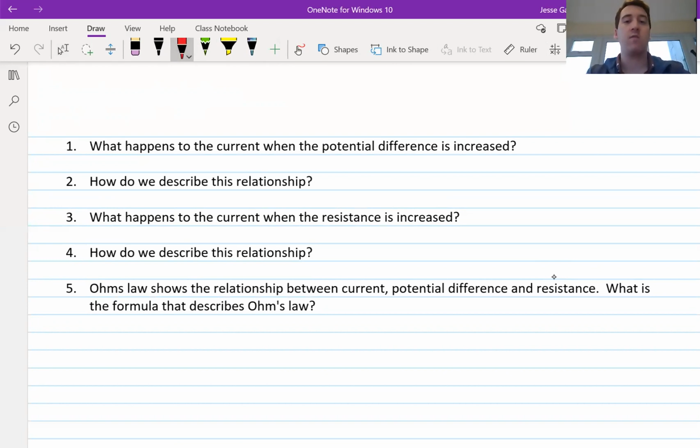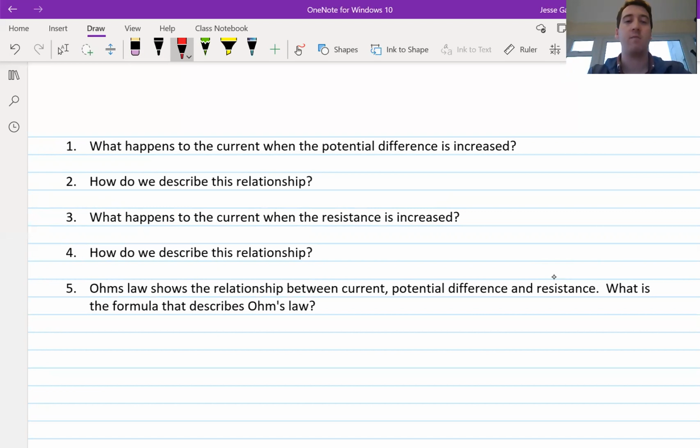What happens to the current when the resistance is increased? It would decrease. So if resistance increases, you put more bulbs in the circuit, then that slows down the current. So it reduces the current, decreases it. How do we describe this relationship? So this is a type of relationship between two things where if we increase one, it decreases the other. It has the opposite effect on the other. We call this an inversely proportional relationship. Inversely proportional.